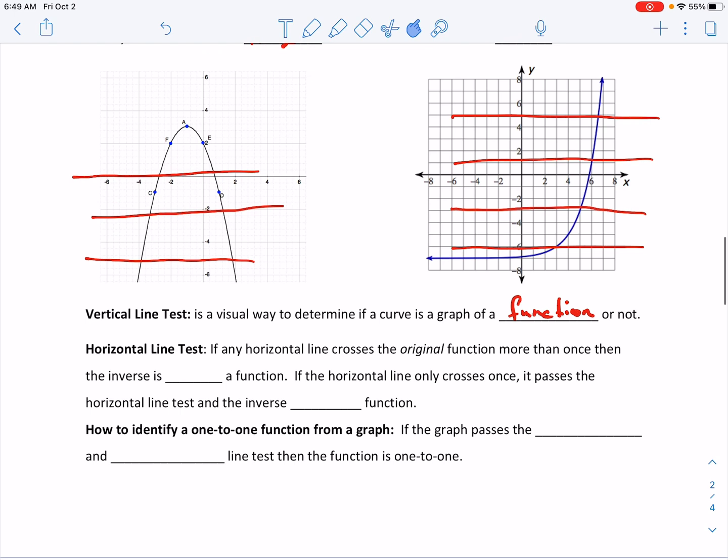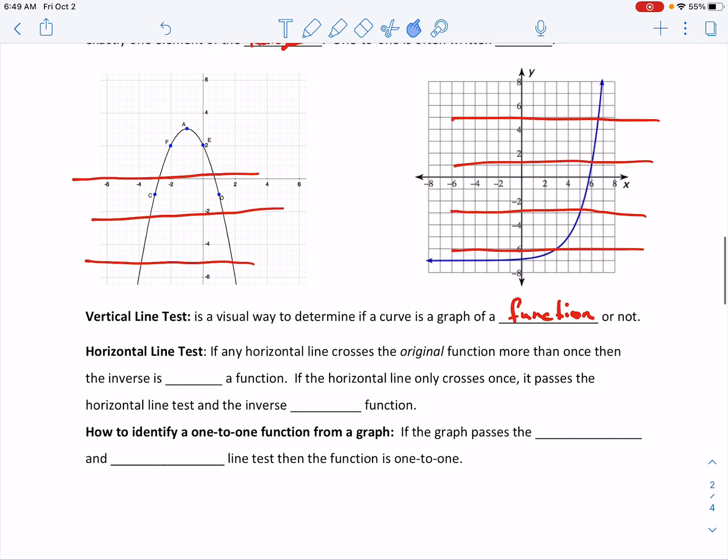So the horizontal line test: if a horizontal line crosses the original function more than once, then the inverse is not a function. If the horizontal line only crosses once, it passes the horizontal line test, and the inverse is a function. Okay, how to identify a one-to-one function from a graph? If the graph passes the vertical and horizontal line test, then the function is called one-to-one.